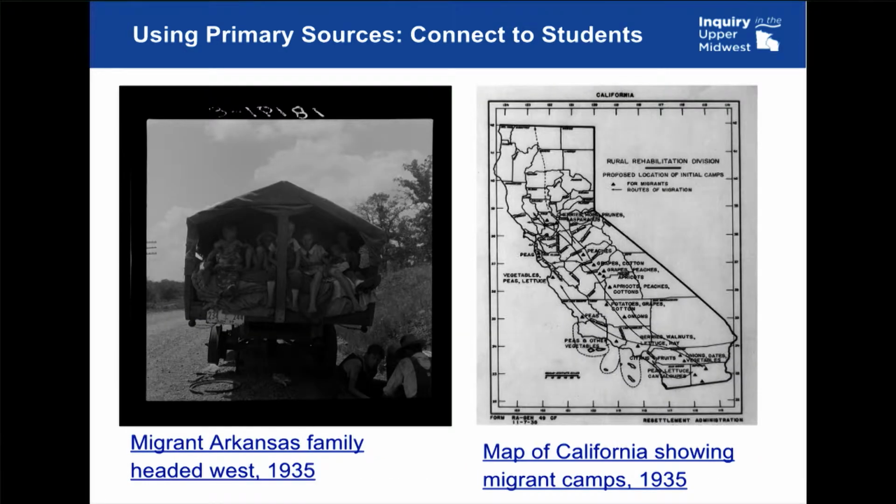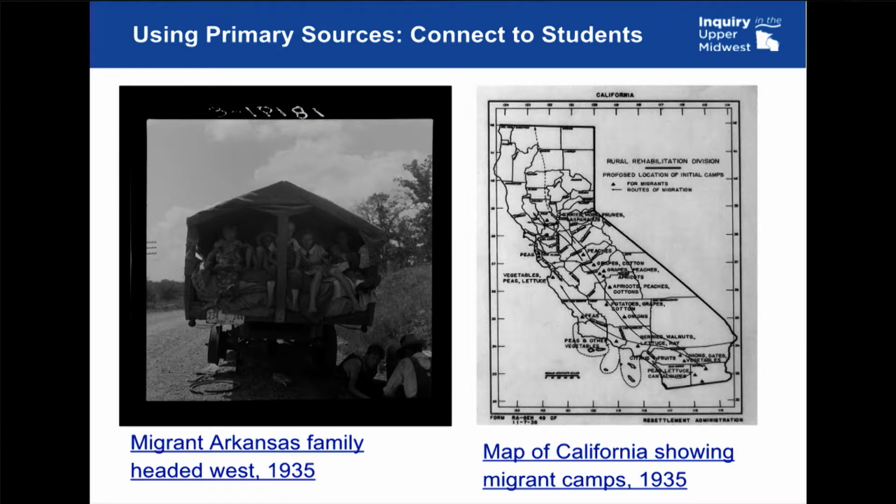Another way that primary sources are really useful is that they can be used to connect to students. And any time that you can use sources that show children's lives, the way that they played, the way that they worked, will really relate to kids because they like to see other kids. And so this is an image from 1935 of an Arkansas family headed west. So this is during the Great Depression, when a lot of families were moving from the Midwest in the middle part of the country to California because of the Dust Bowl. And in this car, it's a family of 7 children, the parents, and then the oldest child's spouse and child.